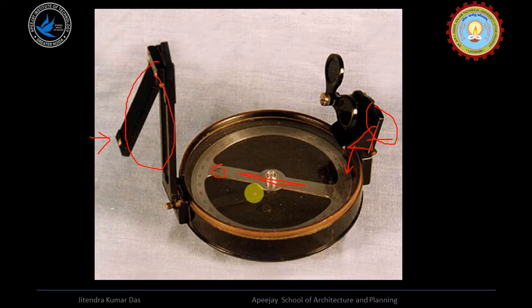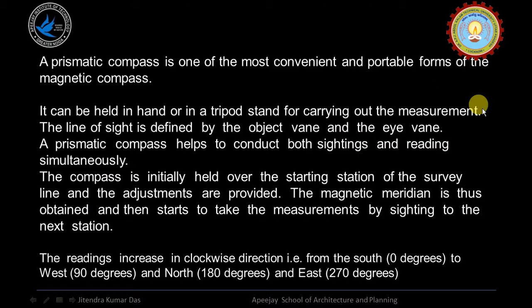Generally, most prismatic compasses you will see are encased in a circular case, and this circular case and the aluminium scale are not attached to each other. The aluminium scale is free to rotate, and this casing is also free to rotate.